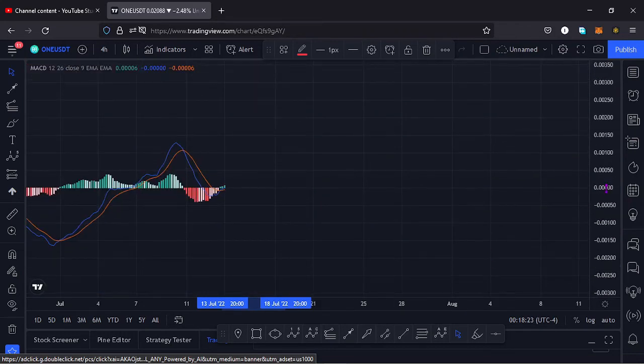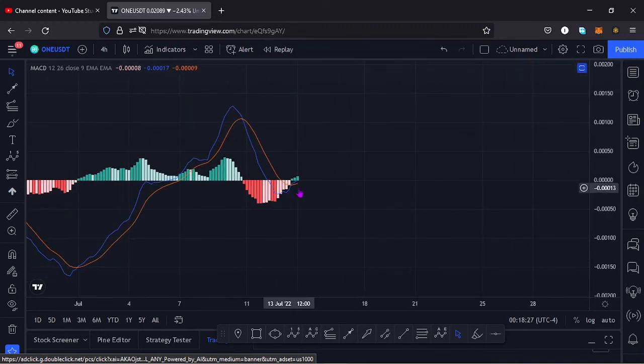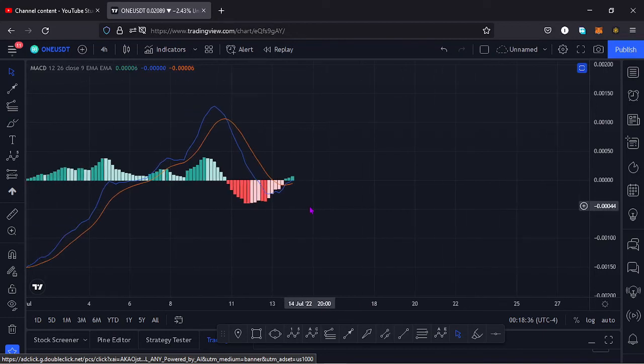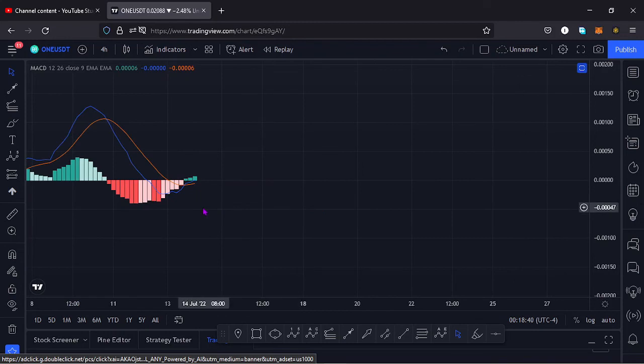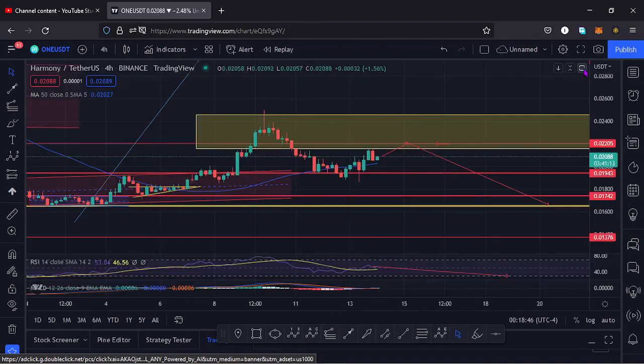On the MACD, on the 4-hour MACD, we printed a bullish cross, and we are also seeing an increase in volume here on the MACD, and that would mean maybe the movement to the upper side might be the most likely possible scenario to play out. So let's be patient and see how that plays out, and I'll keep you updated on any movements on this chart.